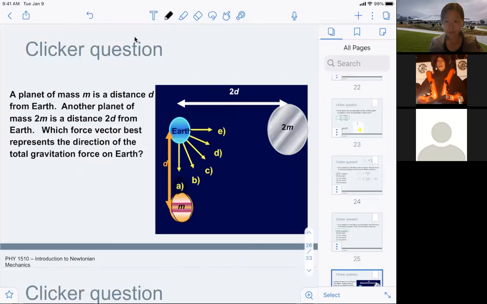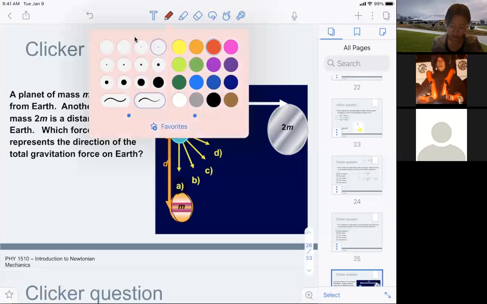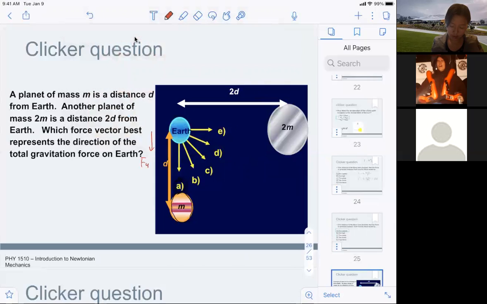We could plug it into the formula for the force. Okay, let's do that, Michael. There's a force in the vertical direction, which I'm going to call the force in the y direction, and there's a force in the x direction as well. The force in the y is G times the mass of the Earth times the mass of the other object, divided by d squared. And the force in the x direction would be G times the mass of the Earth and the mass of the other object divided by (2d) squared.